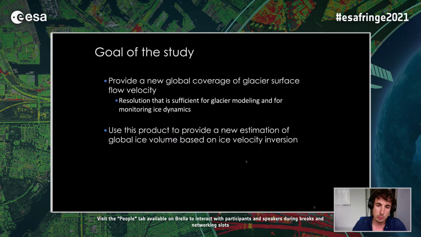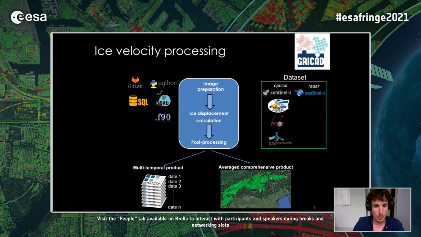So the goal of this study was really to provide a new global coverage of glacier surface flow velocity at a resolution that is sufficient for glacier modeling, and also to monitor the ice dynamics, and to use this new product of ice velocity to re-estimate the volume of the world glaciers. So at IGE, we developed a processing chain that allows to calculate ice velocity at the scale of entire mountain ranges. So it's decomposed in 3 main modules. You have the first module that is going to download all available images within a region of interest. So we developed the processing chain to work with Sentinel-2, Landsat-8, and for the radar, we use Sentinel-1 data.